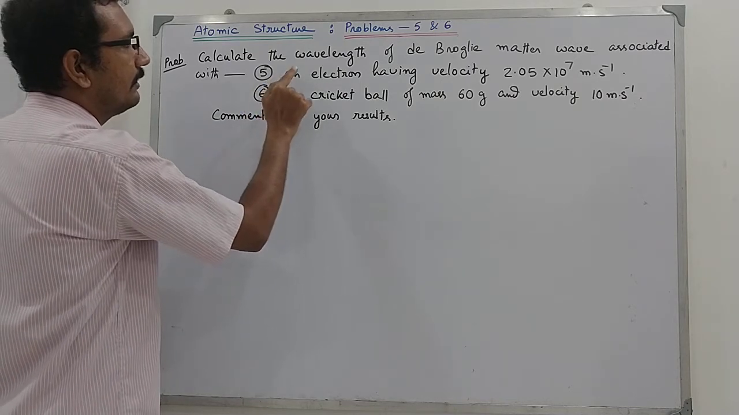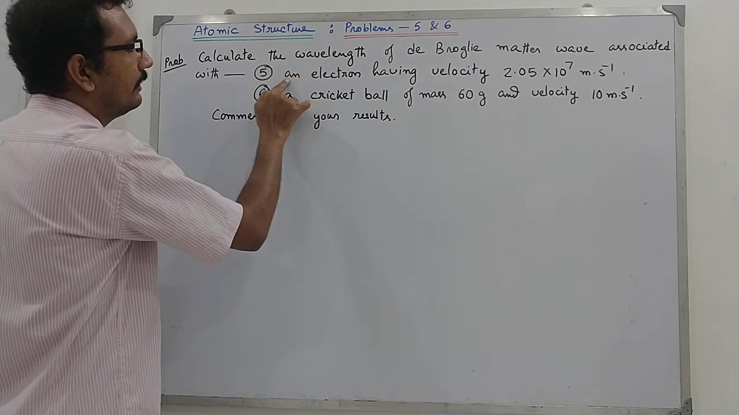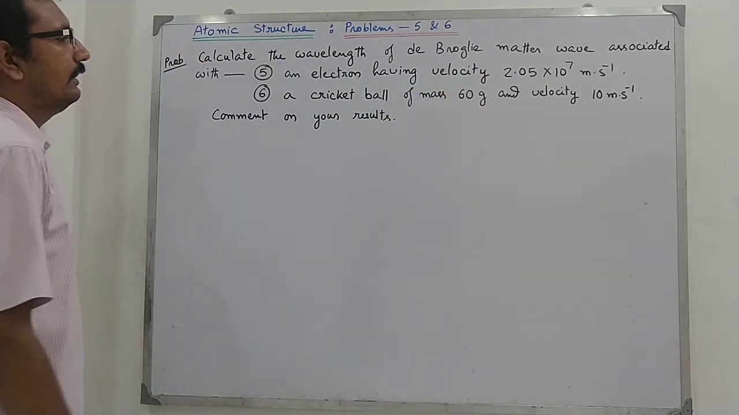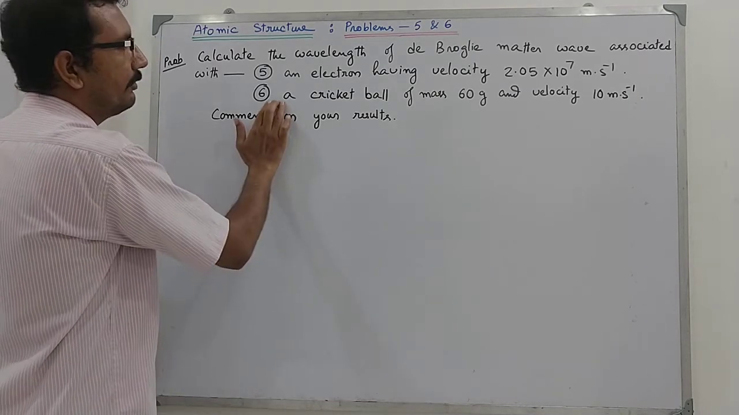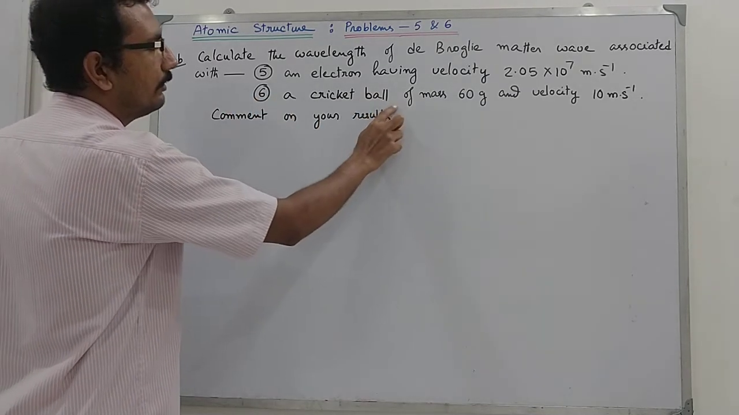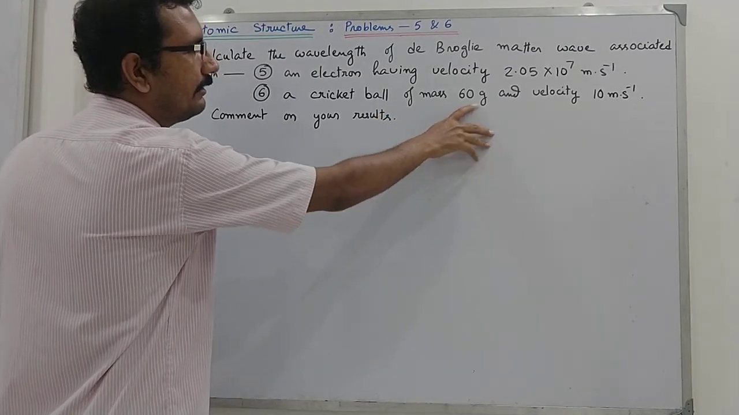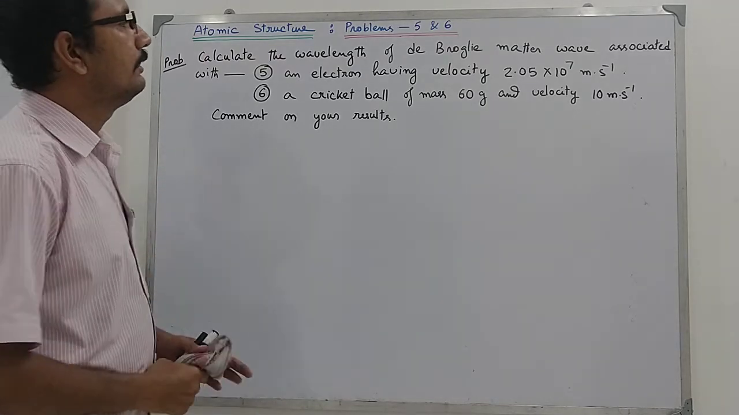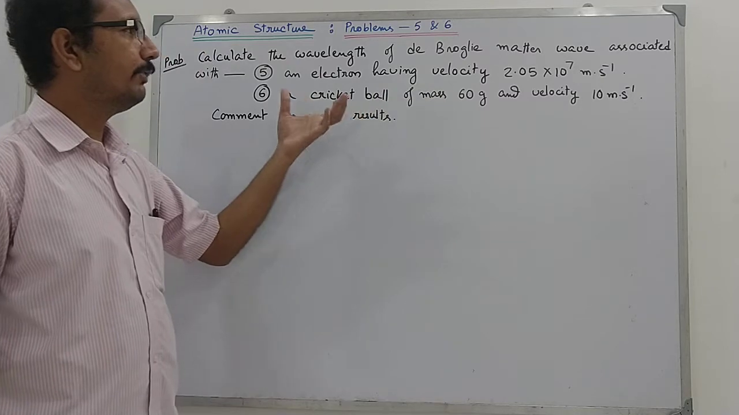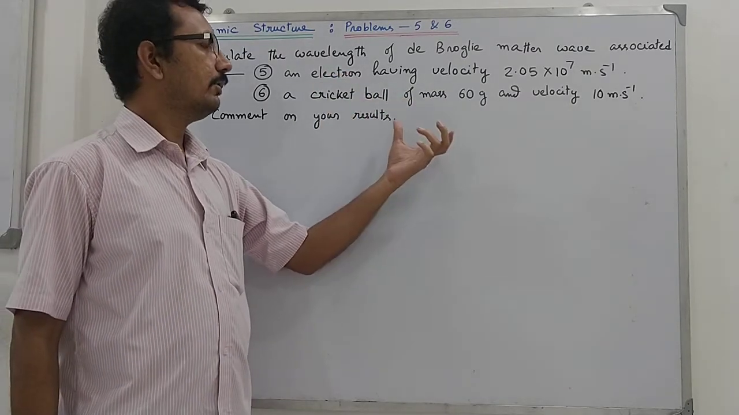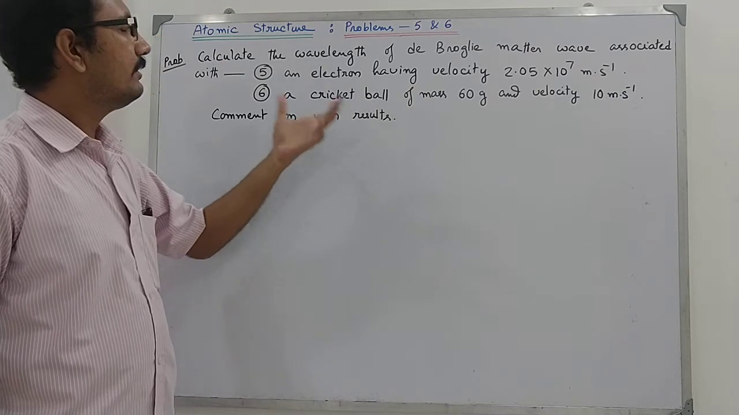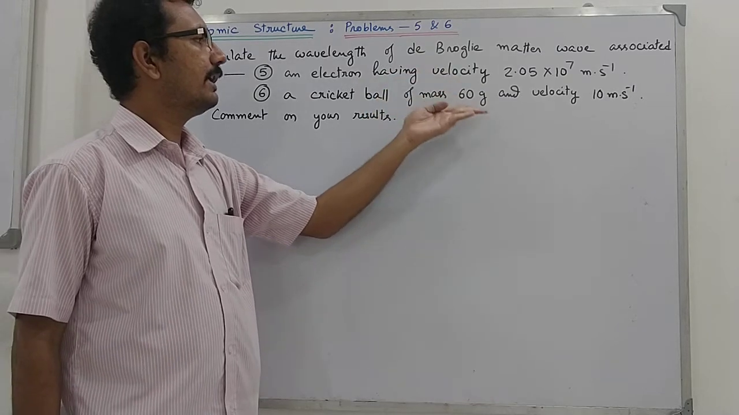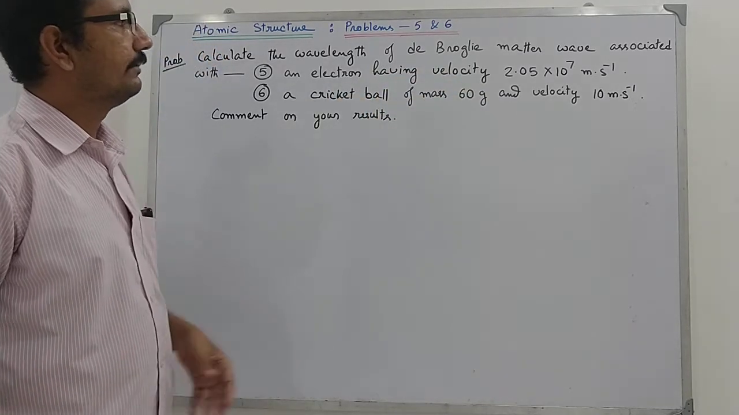Now problem 5, you have to apply it on an electron having velocity 2.05 into 10 to the 7 meter per second, and in the next problem, on a cricket ball having mass 60 gram and moving with velocity 10 meter per second. And we have to see how this de Broglie hypothesis regarding the wave nature of matter is related to a microscopic particle and a macroscopic particle. So this we have to see.